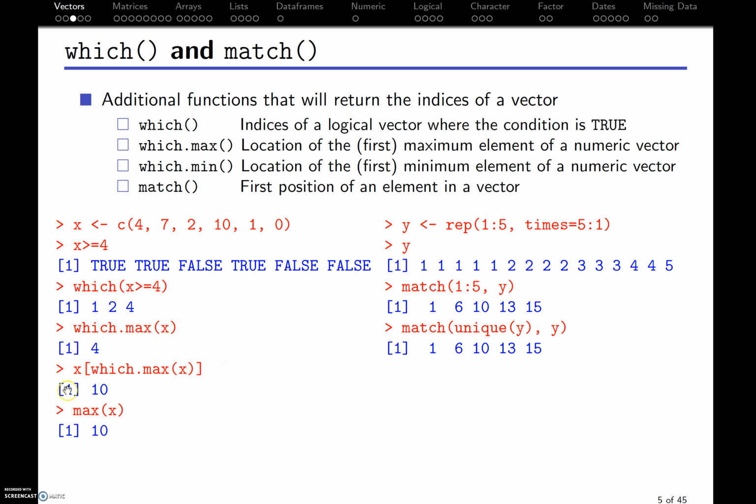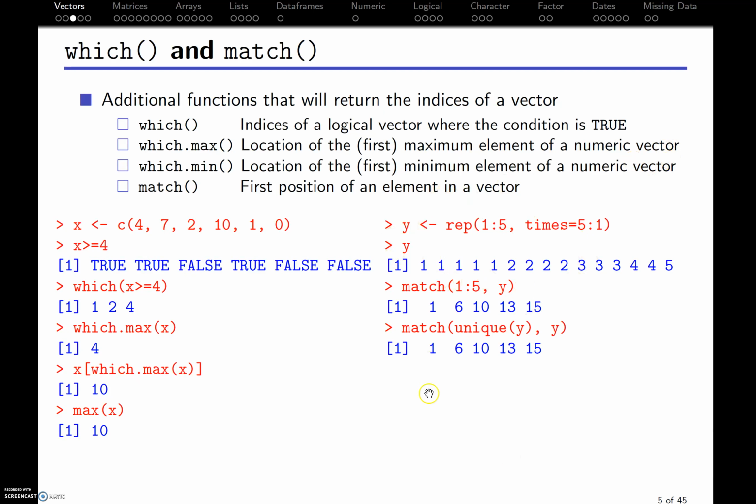We could get back what the actual maximum number is by then surrounding which.max by square brackets and putting an x out in front. So that's going to say this is really going to be x with a 4 right here and give you back 10. Notice you also could just run max. That might be the easier way. All right, a little bit more and we'll be done here.